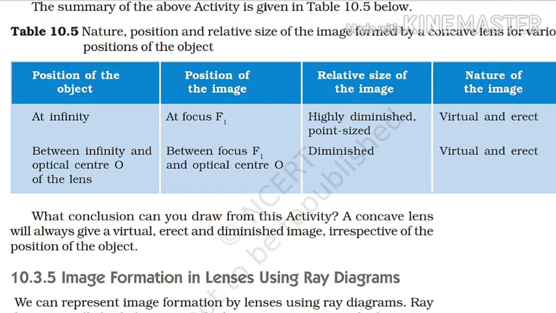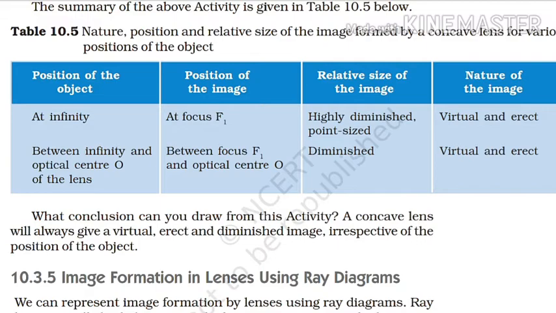And you have also seen that when an object is placed between infinity and the optical center, at any finite position from the lens, then the position of the image is always found between the focus and optical center. The relative size of the image is diminished, very small in comparison to the size of the object, and the nature of the image is virtual and erect. So you are seeing that in both cases a concave lens always forms a virtual and erect image of any object. Okay, this is a simple table for the image formed with the help of a concave lens.